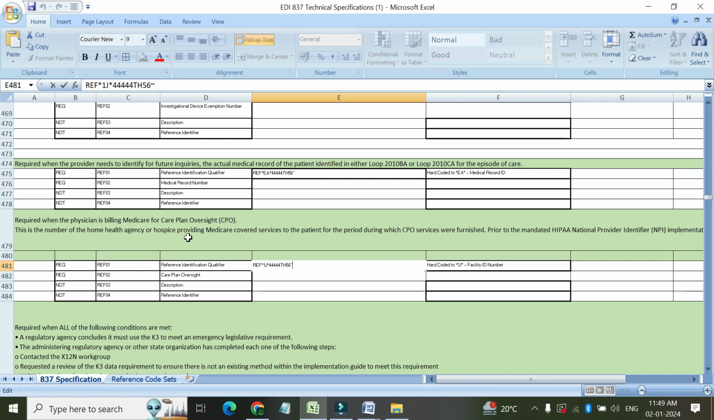We are going to cover, in loop 2300, subloops like 2310. We have rendering provider, referring provider, supervising provider, service facility information, and ambulance information. So stay tuned for that.